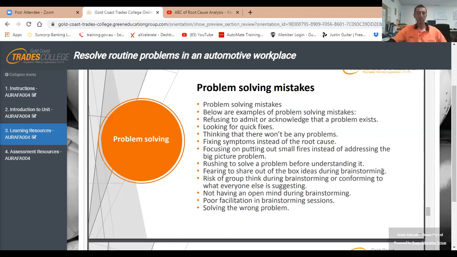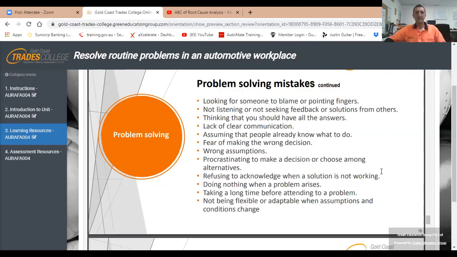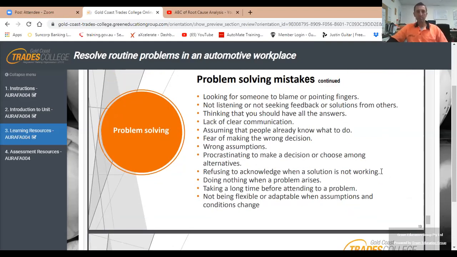Solving the wrong problem. Some more mistakes. Looking for someone to blame. Not listening or seeking feedback from others. Thinking that you should have all the answers. Lack of clear communication. Assuming that people already know what to do. Fear of making the wrong decision. Wrong assumptions. Procrastinating to make a decision or choosing among alternatives. Refusing to acknowledge when a solution is not working. Doing nothing when a problem arises.